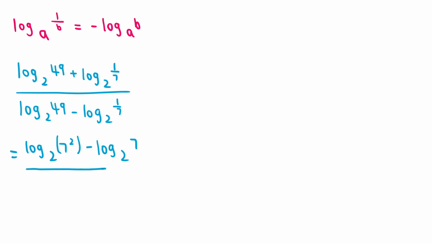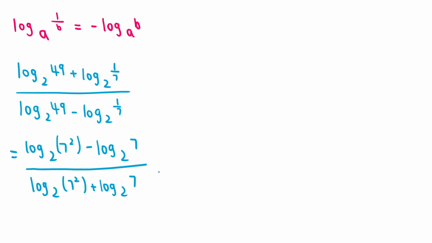And all of this is divided by log base 2 of 7 squared, which comes from the log base 2 of 49 in the denominator, and minus log base 2 of 1 over 7 is the same as plus log base 2 of 7, since we take the reciprocal of the argument 1 over 7 and we flip the sign, so the negative in front of the logarithm becomes a positive.